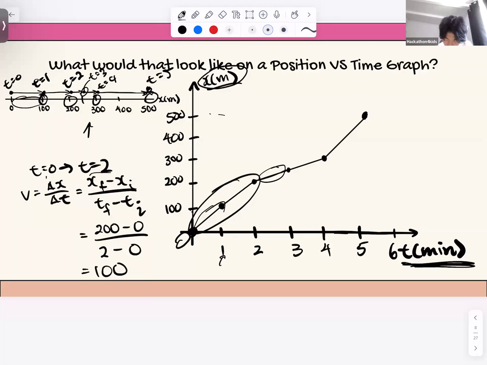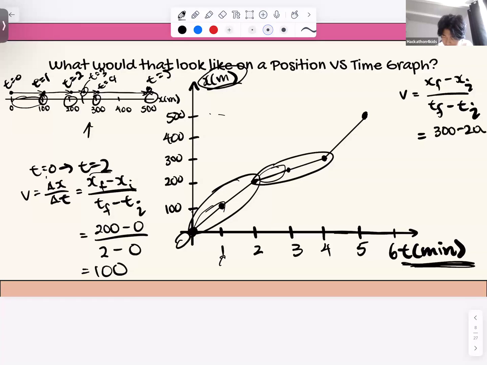Next interval would be from 2 all the way to 4, this straight line. Just do that quickly again on the side. So he starts at 200, right? But he ends at 300. And then from 4 minutes all the way to 2 minutes. So it would be 100 over 2, which would be 50. Oh yeah, don't forget units. This is also 100 meters per second. This is 50 meters per second.